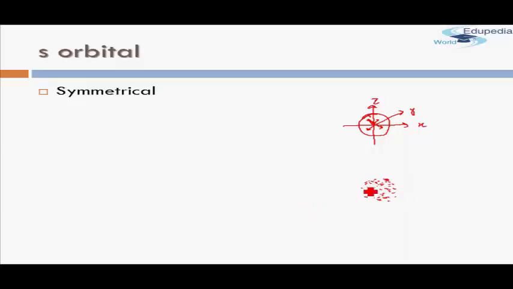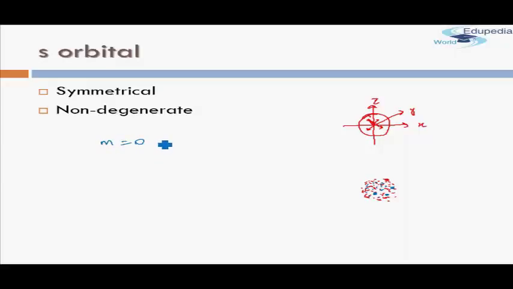Okay, the electron can suddenly change and move to this position, then it can move to this position. So the positions which it is likely to occupy will have a spherical shape. All right, it is non-degenerate. See, all s orbitals have only one m value, which is m equals 0.